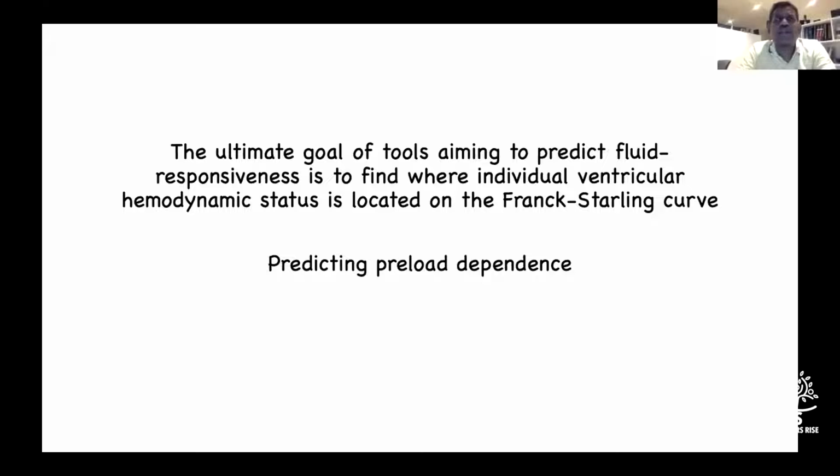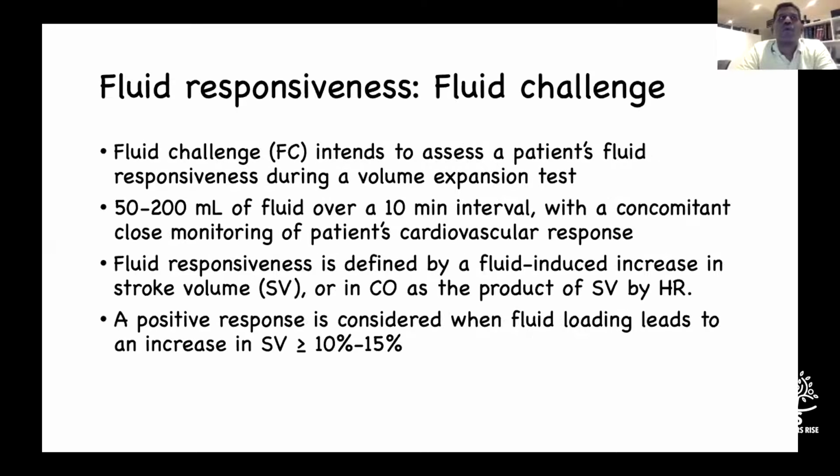Now, the ultimate goal of the tools aiming to predict fluid responsiveness is to find where that particular individual's ventricular hemodynamic status is located on the Frank-Starling curve. So you have to predict the preload dependence of that particular patient. That is something you have to learn. Now, to assess this, I have put together a few things which people can probably use in their clinical practice.